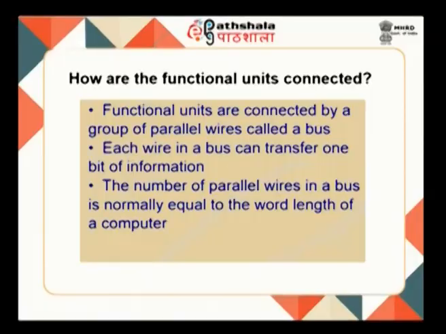Functional units, as I told you, are connected by means of a group of parallel wires called a bus, and each wire in a bus can transfer one bit of information. The number of parallel wires in a bus is normally equal to the word length of a computer. Because when you talk about a processor which has a word length of say 64 bits, it means typically we are going to operate on 64 bits of data. So, it is only reasonable that we also have a bus which can transfer 64 bits of data from one point of the computer to another point of the computer.